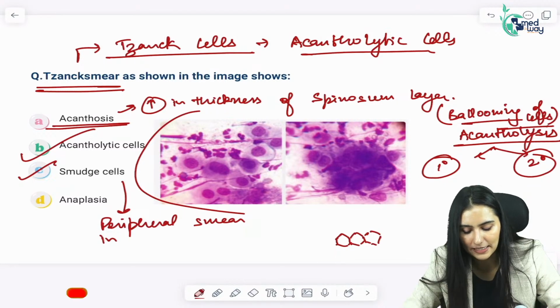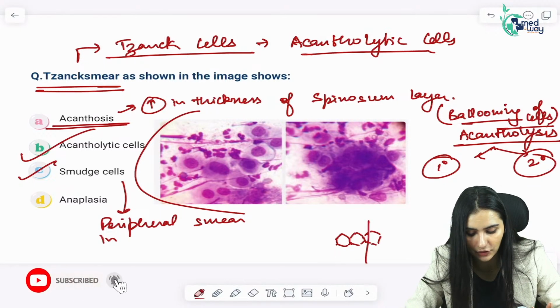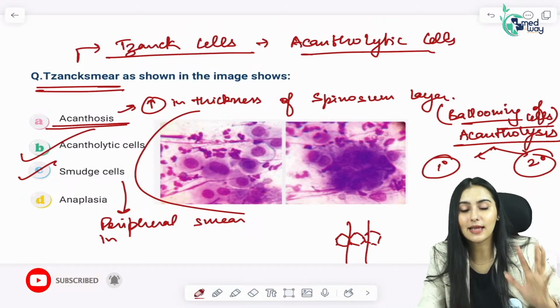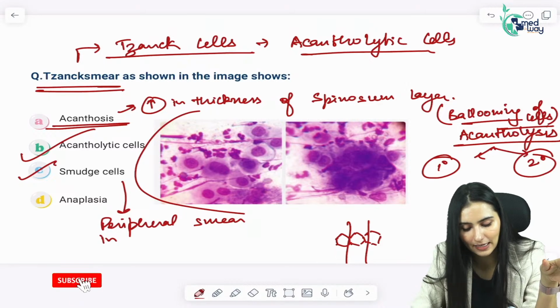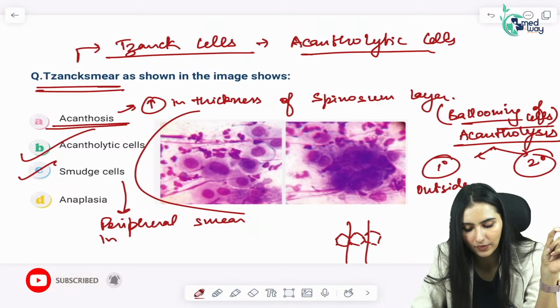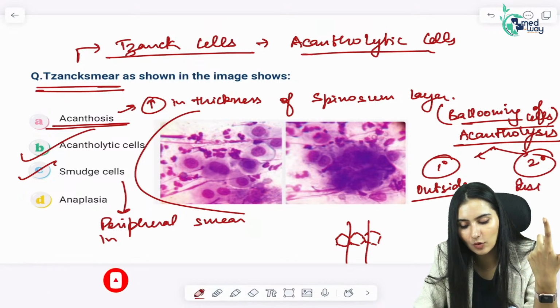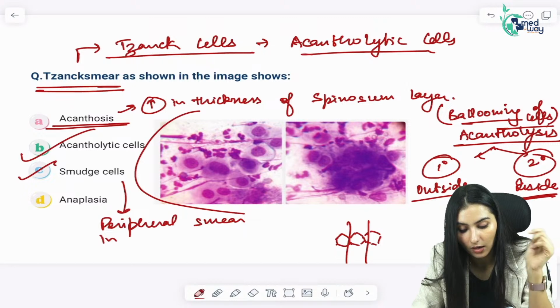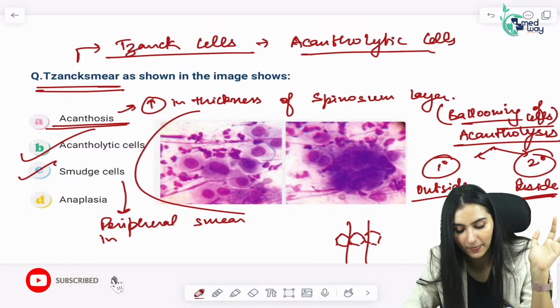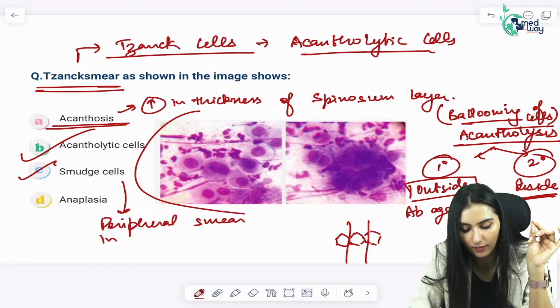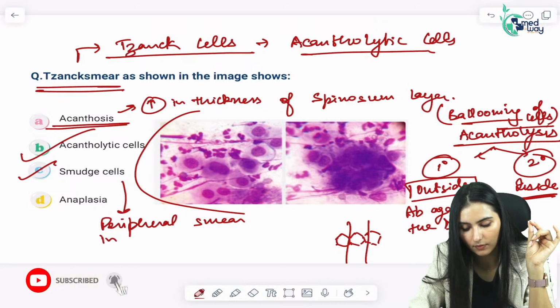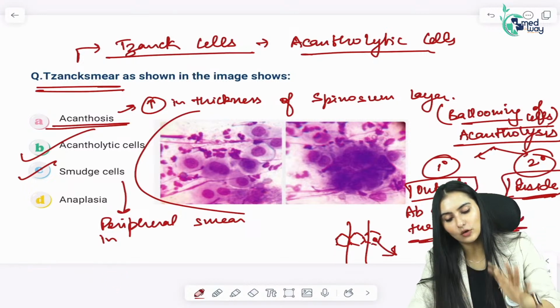Now, for some reason, the connections got broken. So these connections were broken. Now these connections can be broken from inside or from outside. If the connections are broken from outside, it is called primary acantholysis. If they are broken from inside, it is called secondary acantholysis. What is outside and what is inside? Okay. So outside you have antibodies against the desmosomes. And inside, meaning some problem was inside the cell that caused this issue.